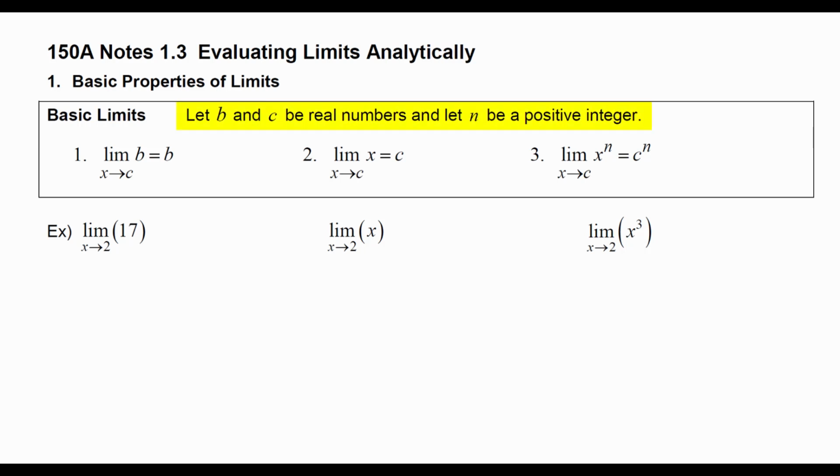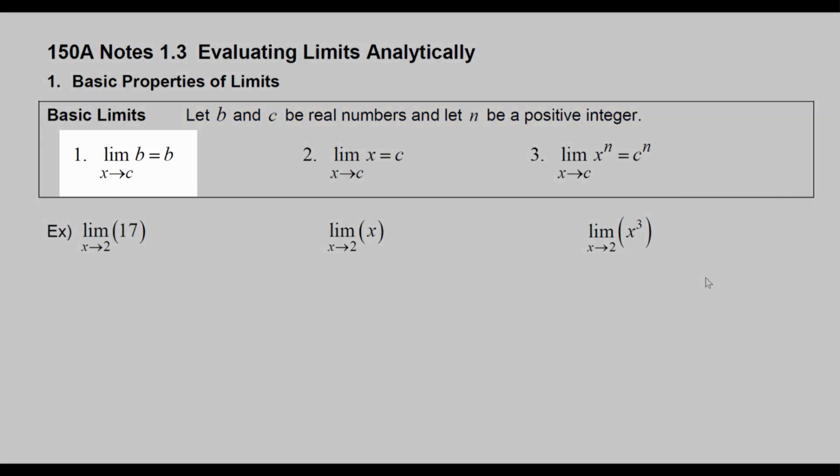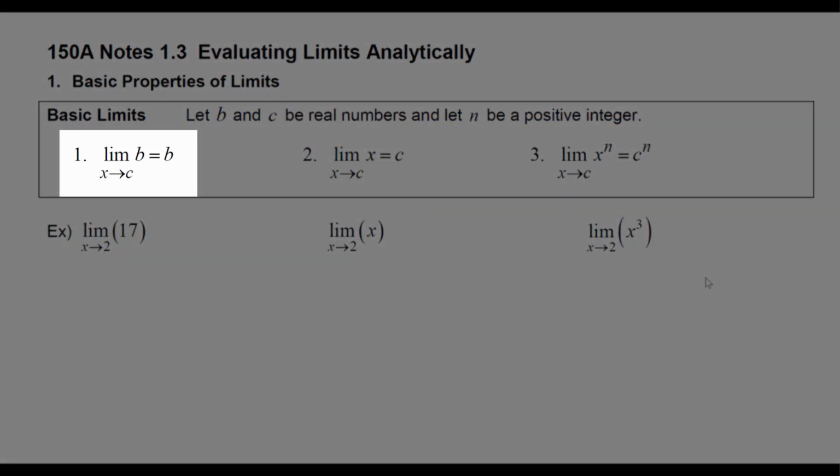Basic limits. Let b and c be real numbers, and let n be a positive integer. Property 1. The limit of a constant function as x approaches any value is equal to the constant itself, which is b.